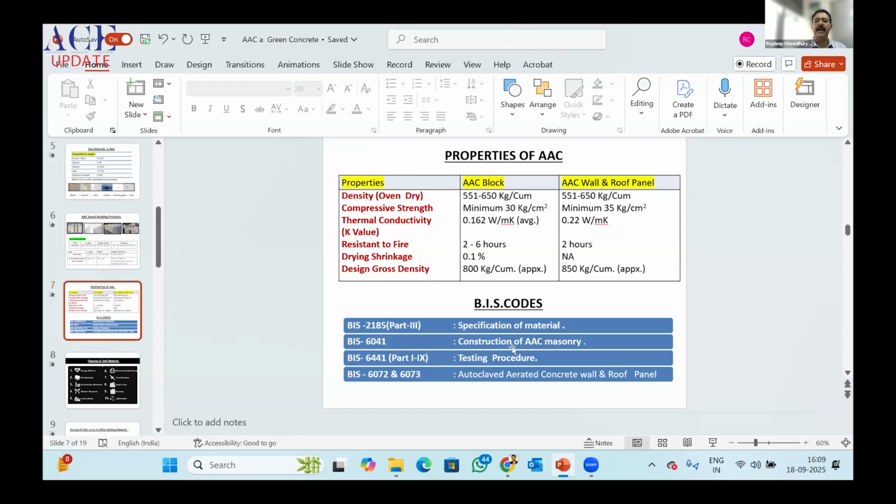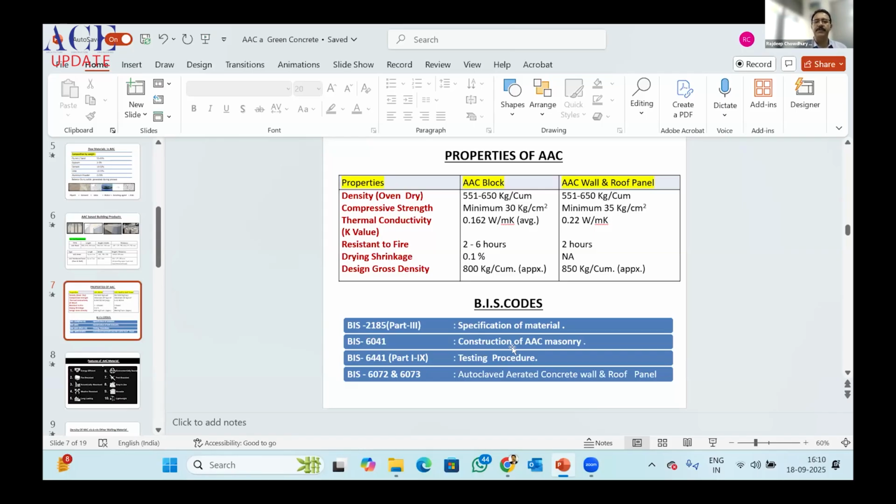Its thermal conductivity is on average 0.162, and for AAC wall panel it is a little higher. Its resistance to fire, yes, 2 to 6 hours, because it depends on the thickness of the block, it varies. If you look at a 100 block, it is 2 hours. If you look at a higher thickness block, the more thermal resistance and fire resistance you can achieve.